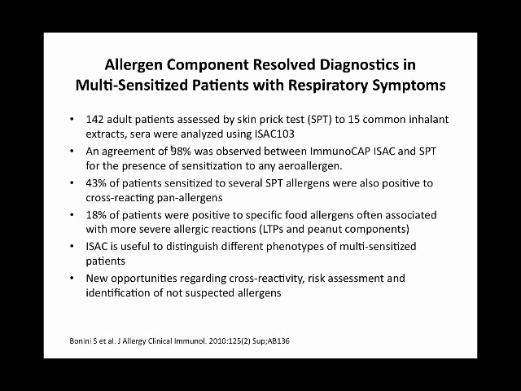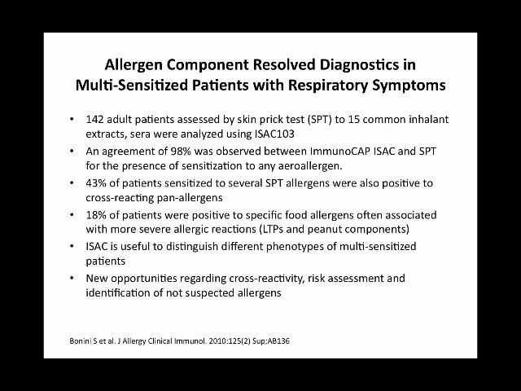This study was by Vanini, looked at skin test results and compared that with the ISAC. And really they found, again, good agreement between prick skin tests and the ISAC. And really a large portion, again, for their number, 43%, were sensitive to pan-allergens.